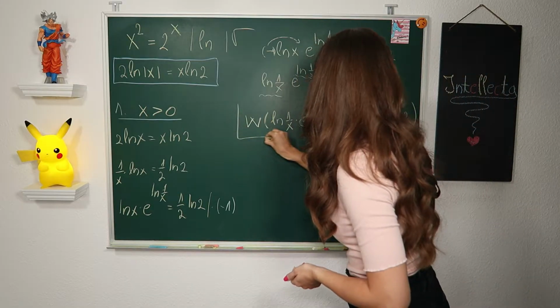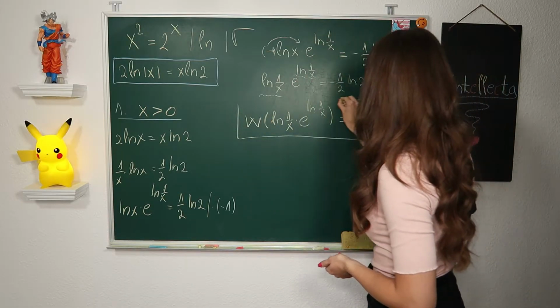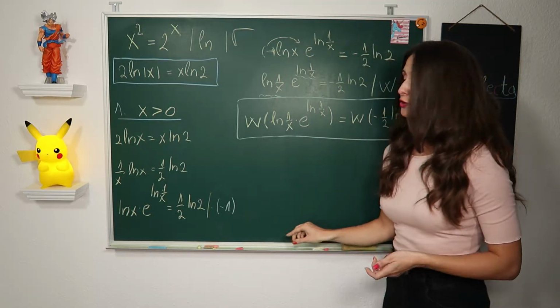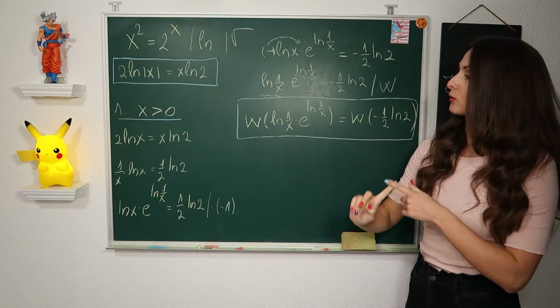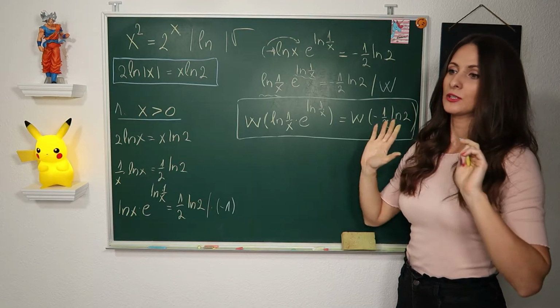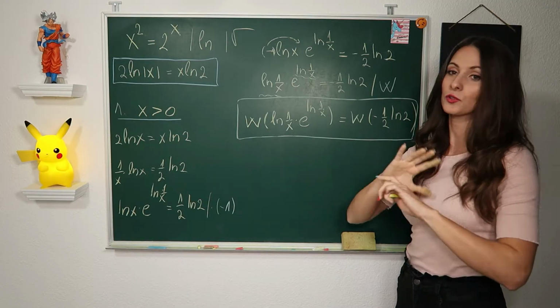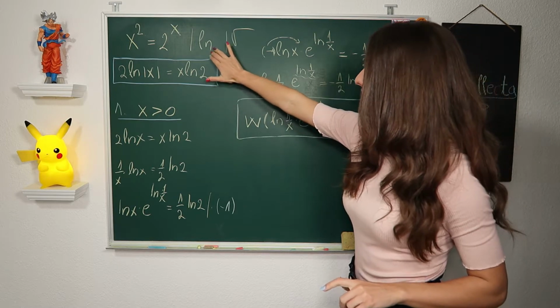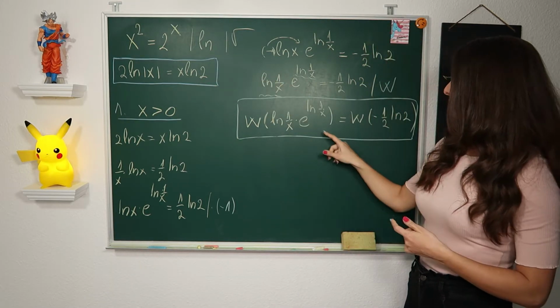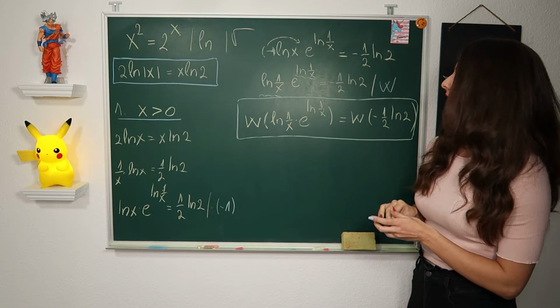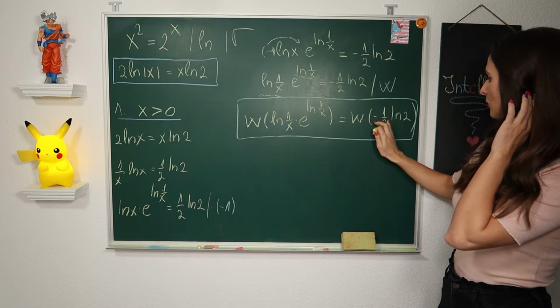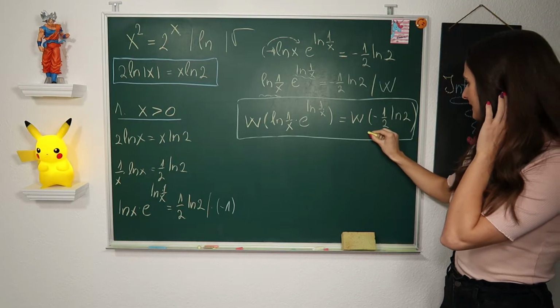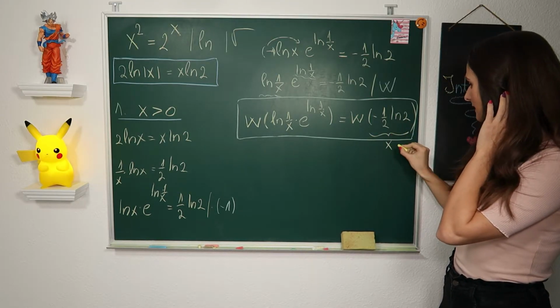And now we have to stop here for a little bit. Why? Remember, at the beginning I told you we can figure out how many solutions we have using just the Lambert W function. If you don't know what it looks like on the graph, you can figure it out from this here. How? We have W of this here equal to W of -1 over 2 ln 2. This here is our x.